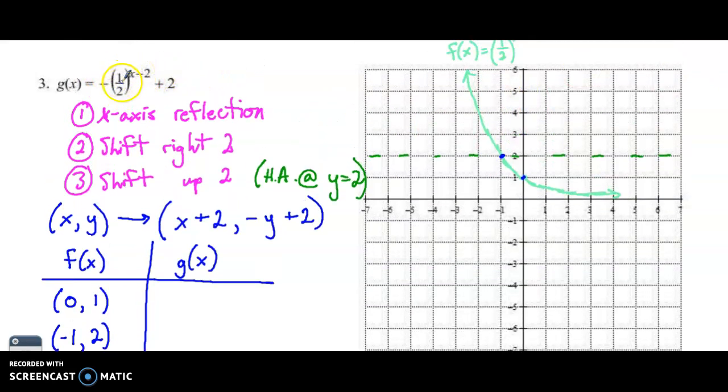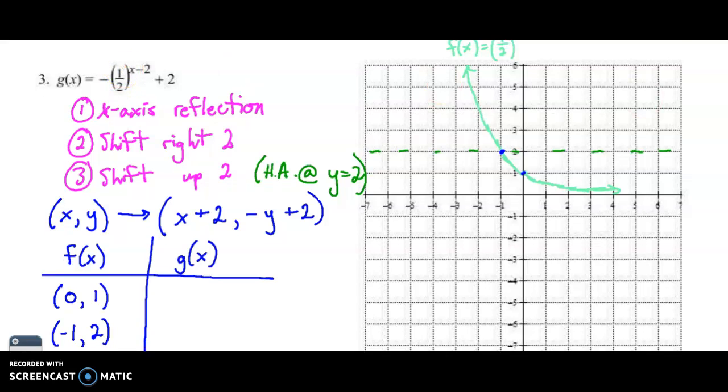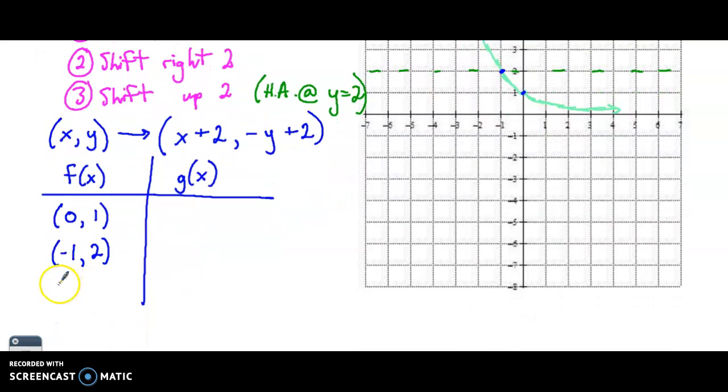So notice we're dealing with the exponential decay function here. So that's why I'm changing over to the negatives. But again, I'm using 4 of those ordered pairs. So as I look at my shifts, plugging 0 in for x, well 0 plus 2 is +2. Negating y, so negating the 1 is -1 plus 2 would give me 1. So the ordered pair for this function should be right 2, up 1.